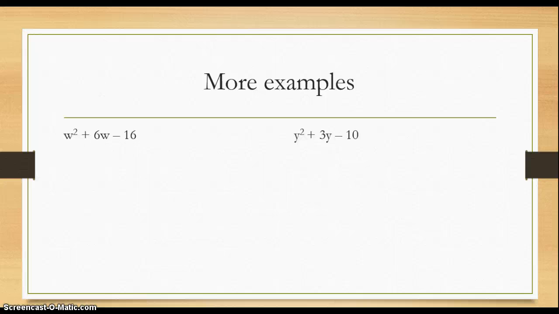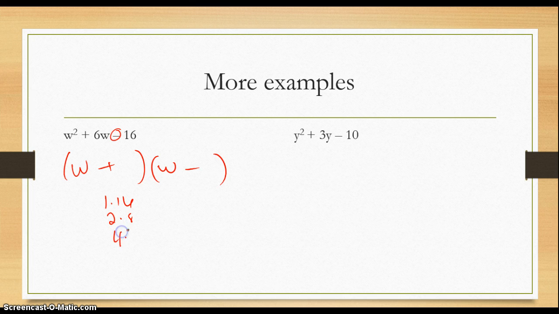So here's some more examples. I say C is negative here, so plus minus, W squared, so W times W, 1 times 16, 2 times 8, 4 times 4. So my signs are different, so I'm going to subtract them. I get 15, I get 6, I get 0. Well, I see that my b is 6, so I'm going to use 2 and 8. Well, 6 is a positive, so I'm going to use 8 and 2.